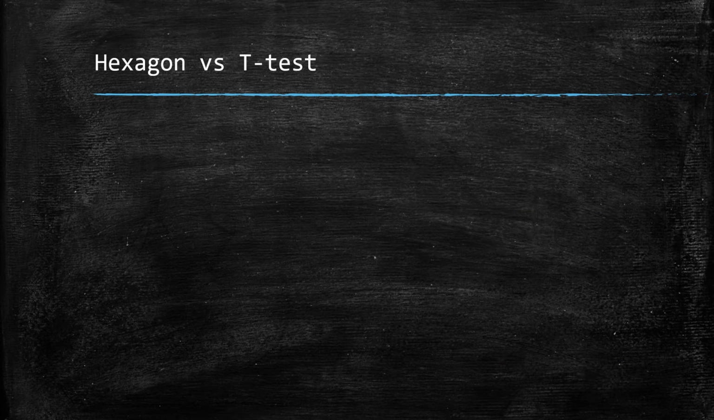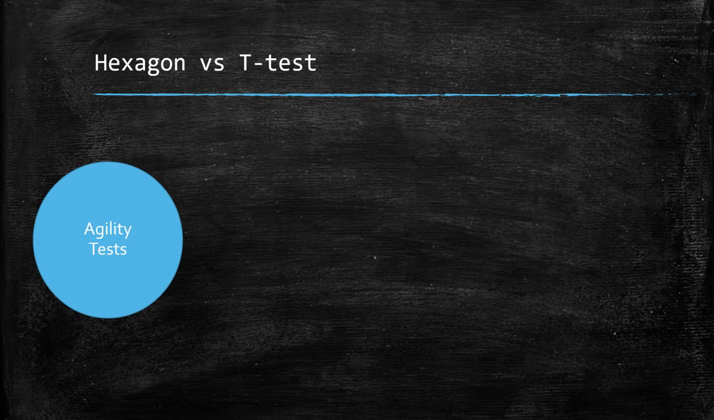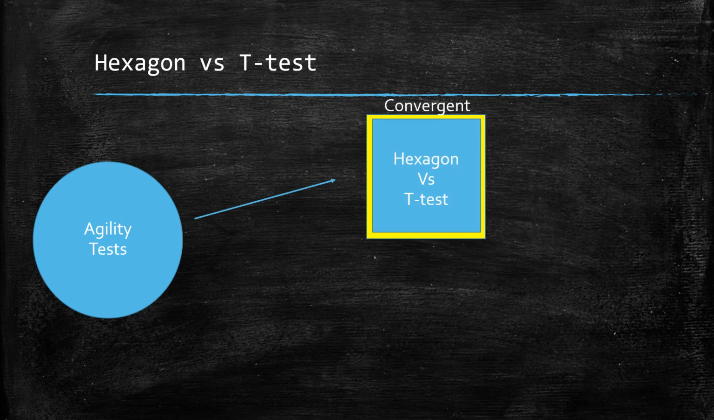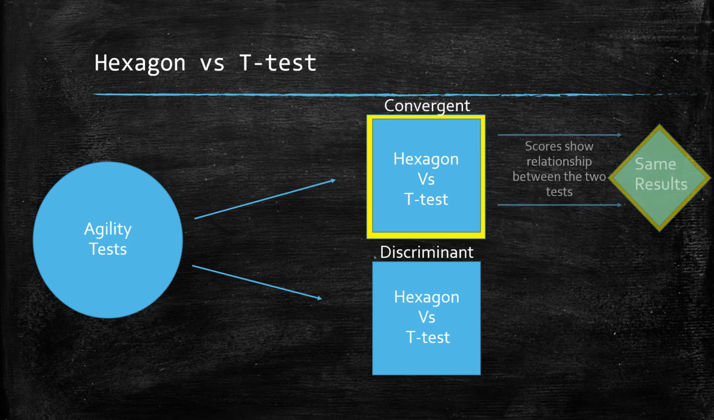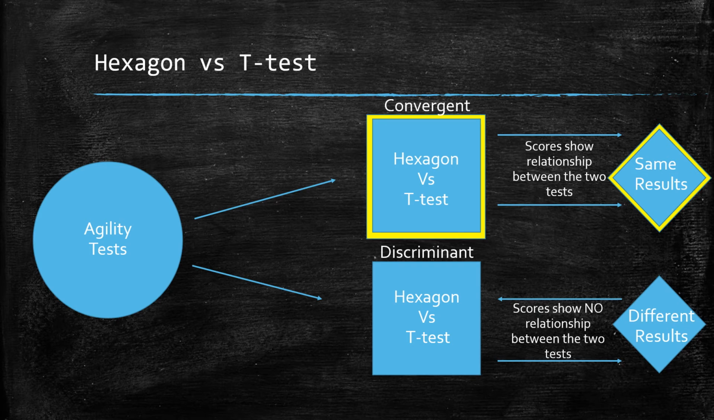We are reviewing the construct validity of two agility tests, the hexagon, which is the gold standard, and the t-test. The correlation coefficient could show convergent validity if the scores from the hexagon test and the t-test are similar, or it could show discriminant validity if the scores have no correlation. If there is a strong positive correlation between the two test measures, then the tests both measure agility, and if there is no relationship between the two test scores, then the t-test is not a measure of agility.